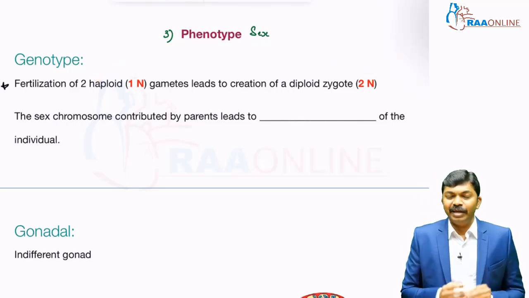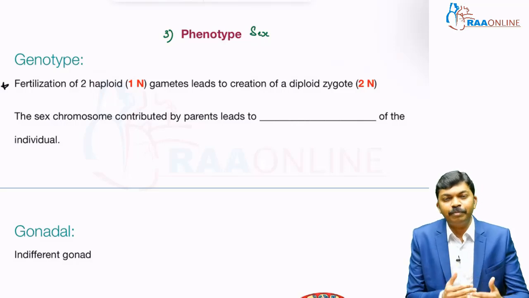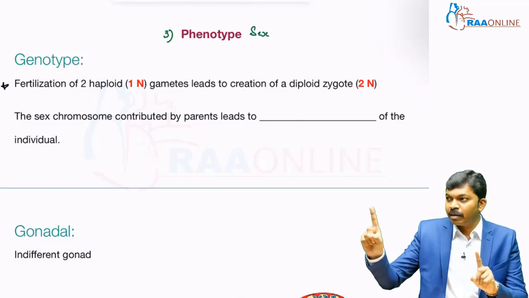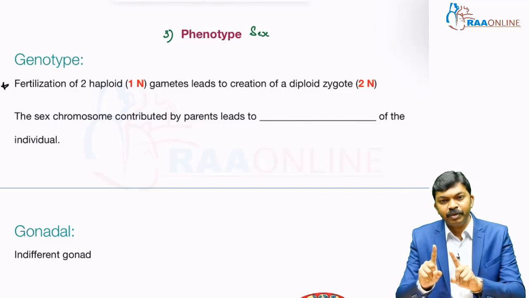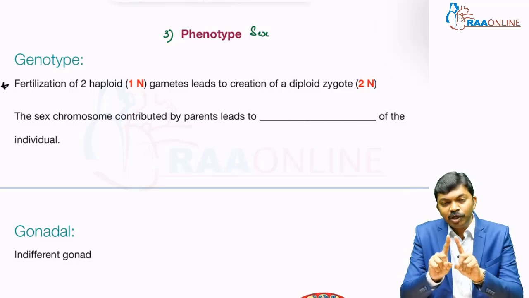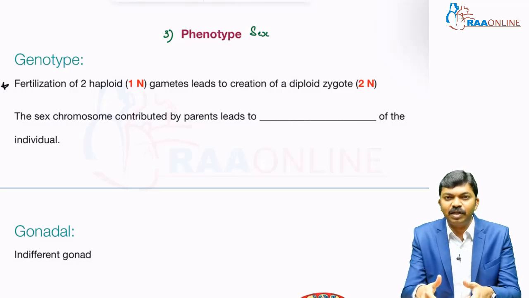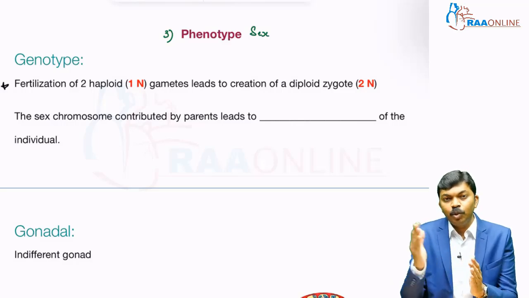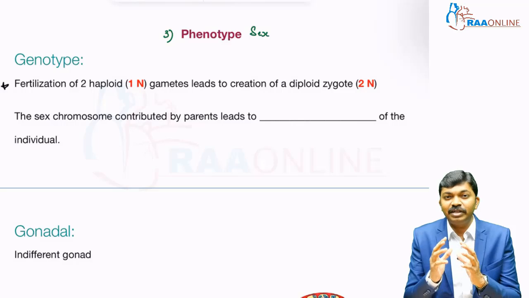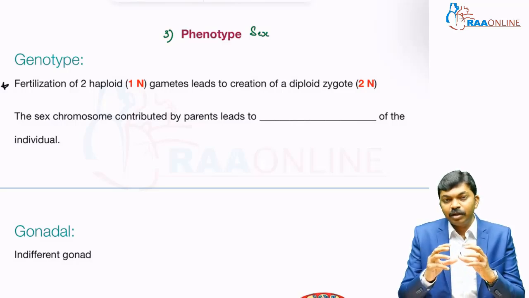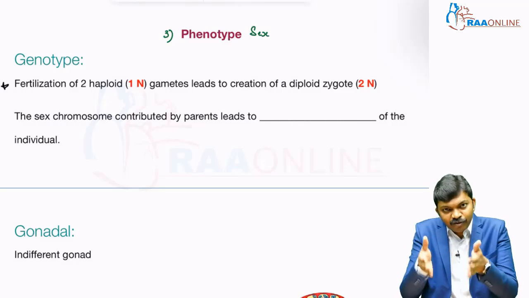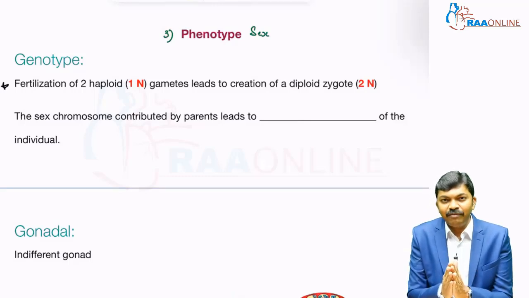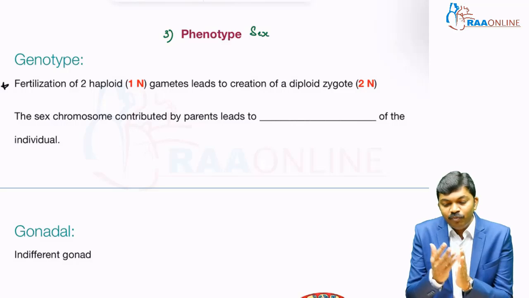So, what is this 1N? What is this 2N? N refers to a set of chromosomes from one parent. If I take a cell, that cell will have 2 sets of chromosomes. One set comes from the dad and the other set comes from the mom. So these 2 sets of chromosomes are going to be present in a single cell of the offspring, a single cell of the child. Since this cell has 2 sets, one from dad and one from mom, this cell is called a diploid cell.